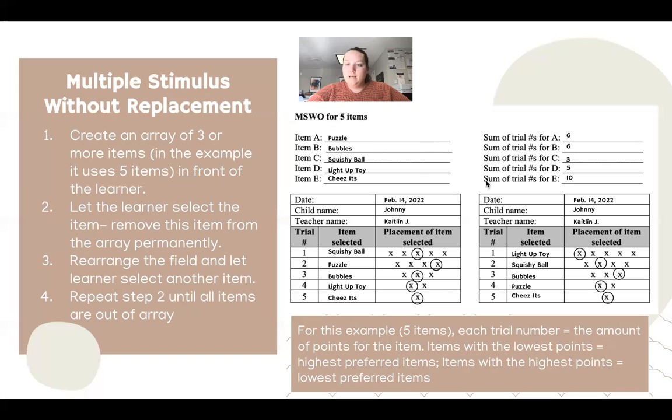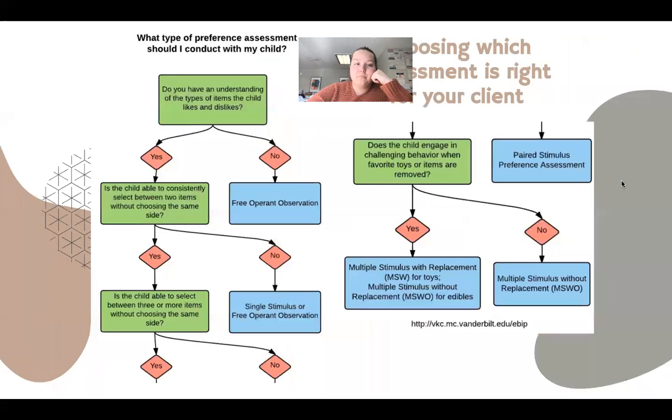As you can see, we are looking for the item that has the least amount of points, which would be for C. C was a squishy ball. So squishy ball would be most likely the highest preferred item. Then you look at 10, that is the highest amount of points that we have out of all of them, and that was for Cheez-Its. So Cheez-Its are most likely the least preferred item that the client had in this preference assessment.